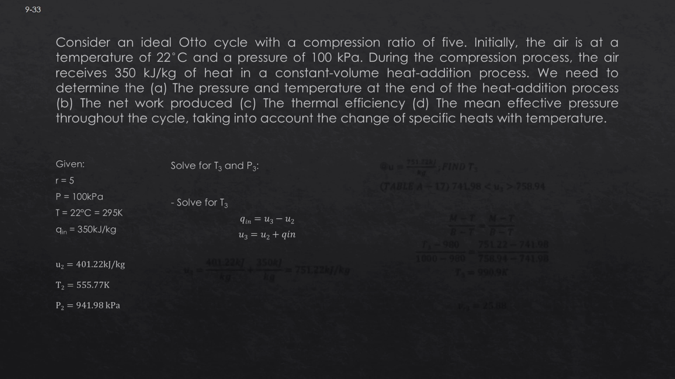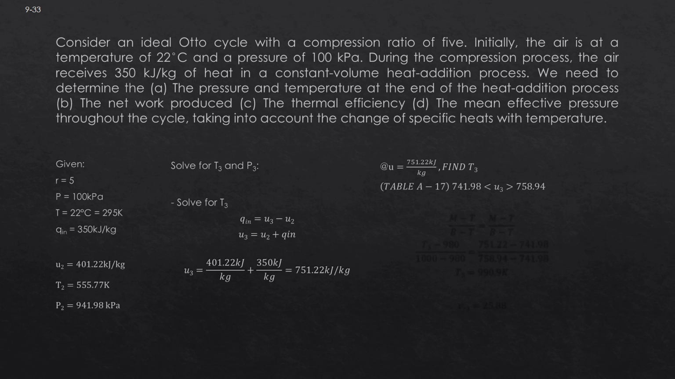And plug in the given values, we'll get U sub 3 equals our internal energy at state 2, 401.22 kilojoules per kilogram, plus our energy input, 350 kilojoules per kilogram, and we will get 751.22 kilojoules per kilogram. And now that we have the value for our internal energy at state 3, we can now find the value of our temperature at state 3. And we can find its value at table A-17.